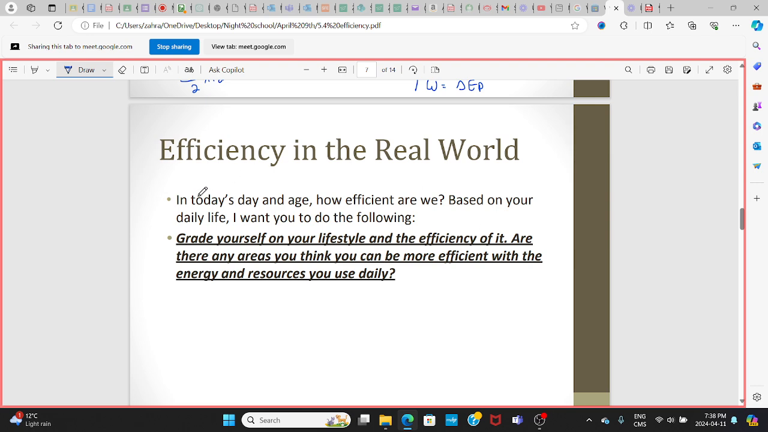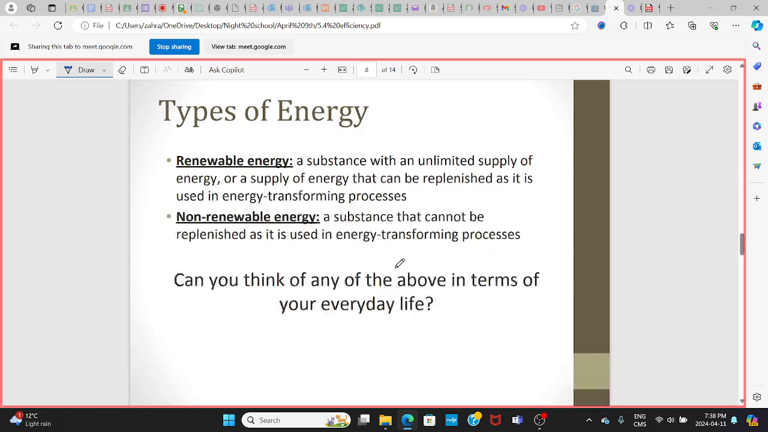Okay, efficiency in real words. Maybe I just go to the type of energy. Okay, so we have two types of energy: renewable energy and non-renewable energy. The substance with an unlimited supply of energy is renewable, a supply of energy that can be replenished as it's used in the energy transforming process. Non-renewable energy is a substance that cannot be replenished as it's used in the energy transforming process.